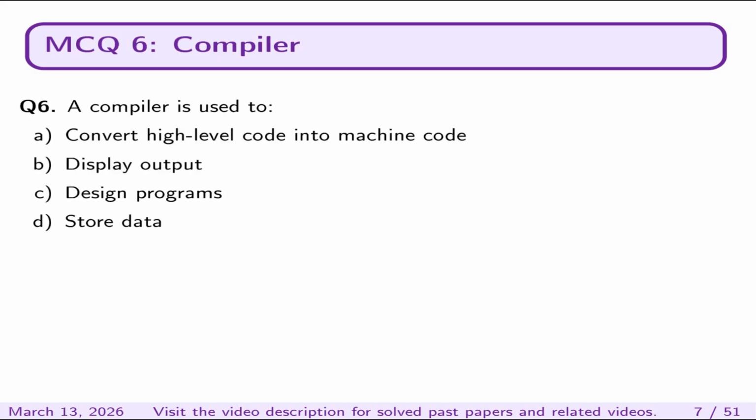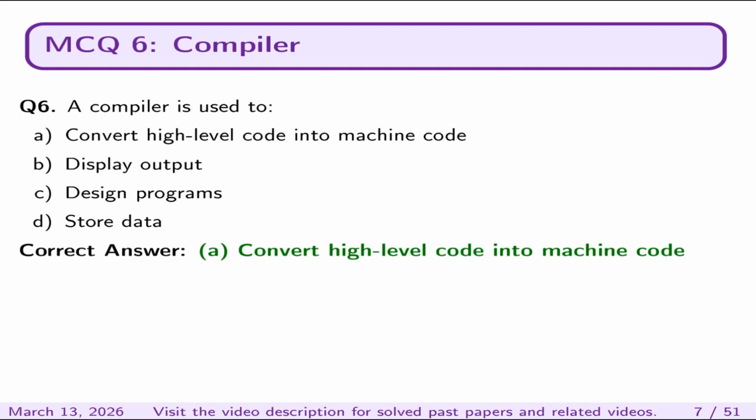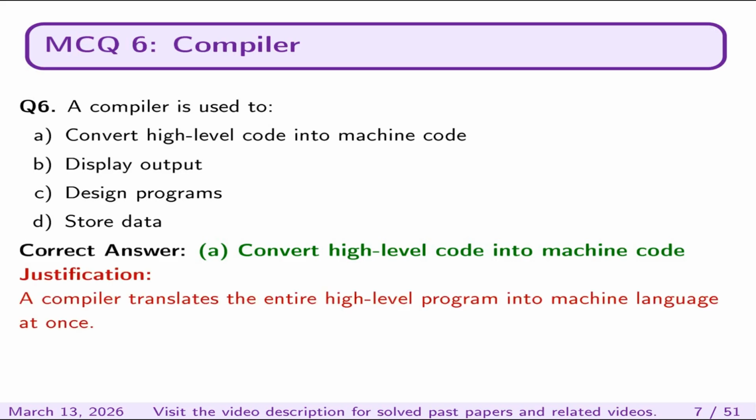Question number 6. A compiler is used to convert high-level code into machine code, display output, design programs, store data. The correct option is convert high-level code into machine code, because the compiler translates the entire high-level program into machine language at once.